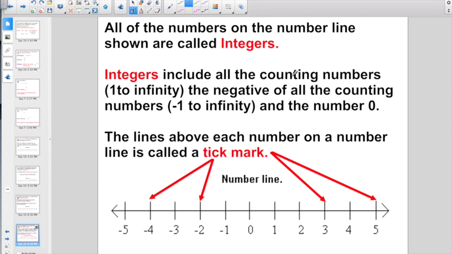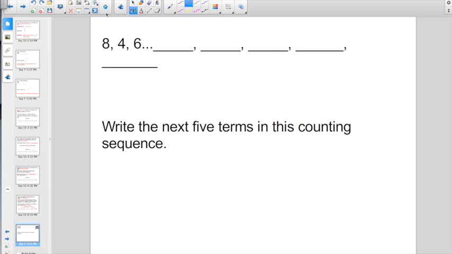Integers include all the counting numbers, which is 1 to infinity, all of the negatives of the counting numbers, -1 to infinity, and the number 0. And the lines above each number on a number line are called tick marks, like we talked about before. So we might see some problems like this.